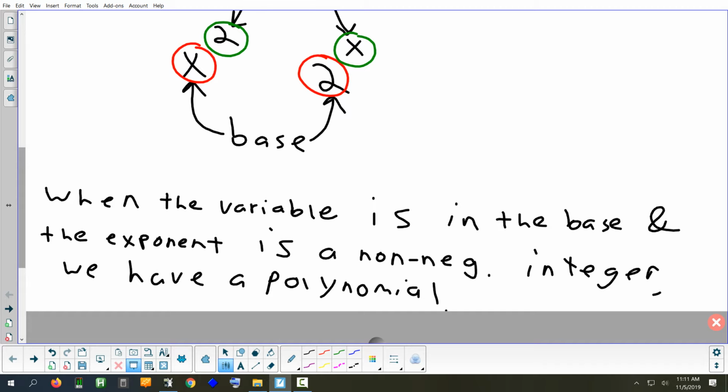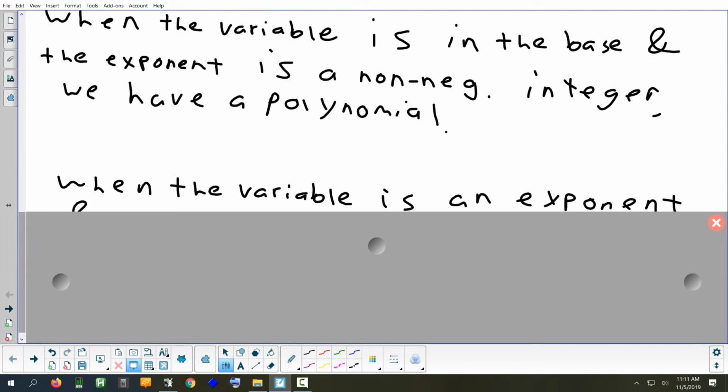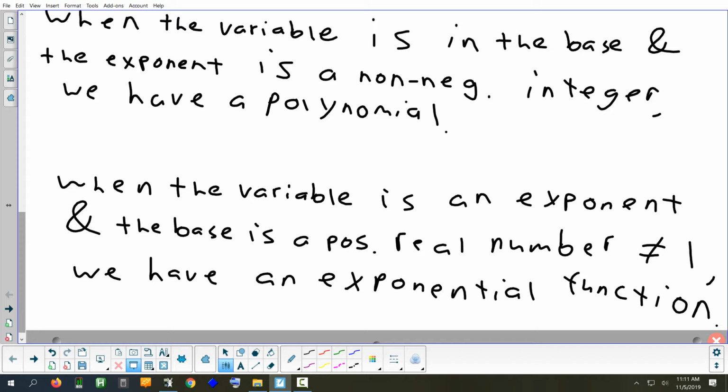Okay, so when you have a variable in the base and the exponent is a non-negative integer, that's a polynomial. That's what we did back in chapter 3. Variable in the base, like x, and an exponent that's a non-negative integer, like cubed. So like y equals 5x cubed minus 8x plus 7. That's a polynomial. Okay. So now when the variable is in the exponent, that's when we have an exponential.